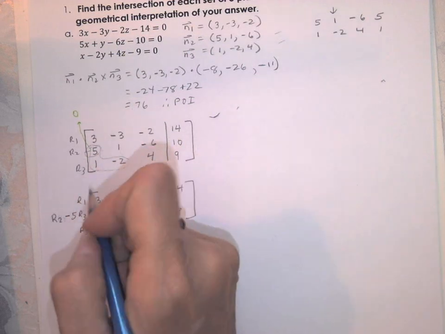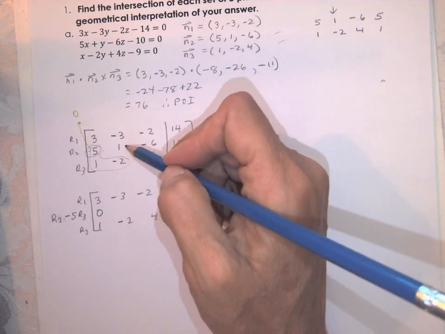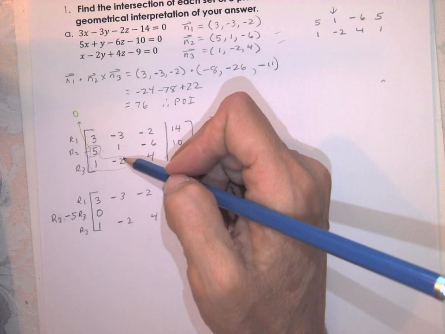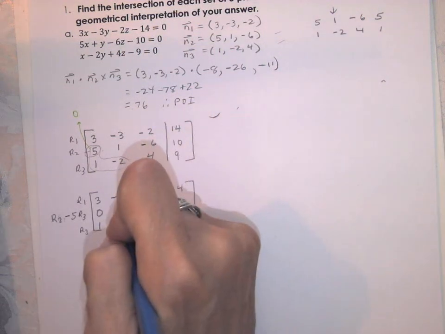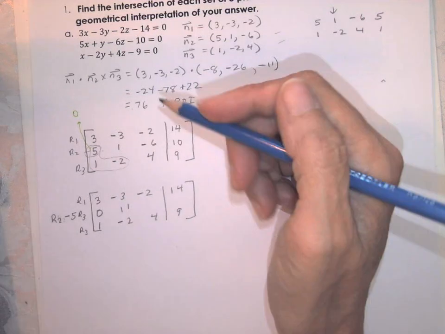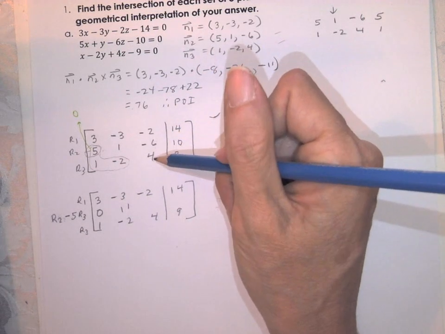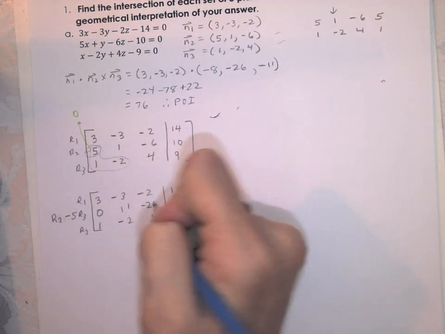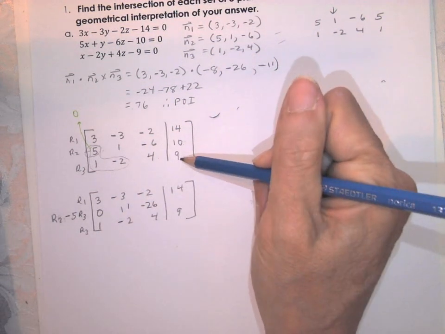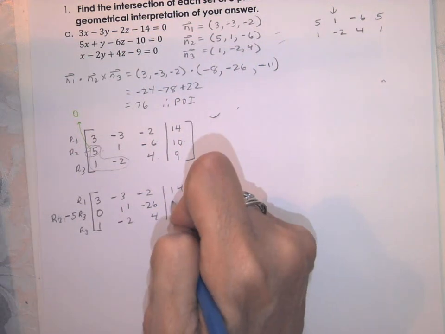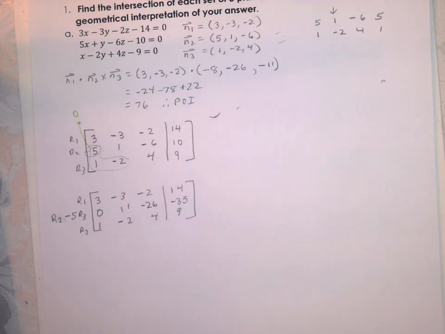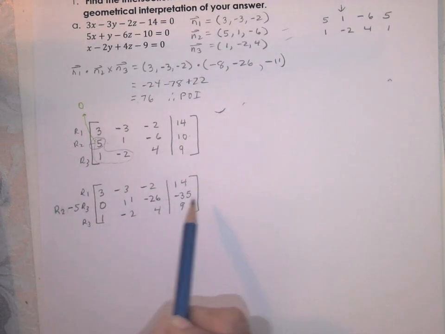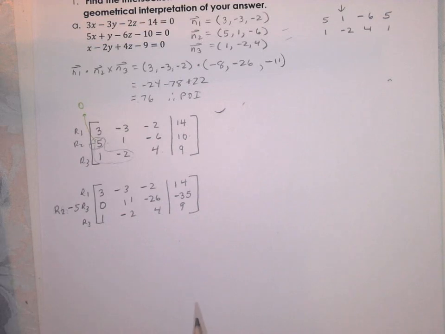Here I'm doing row 2 minus 5 row 3s all the way along. So I have 5 minus 5 is 0. 1 minus 5 times negative 2, so that's going to be 1 plus 10, which is 11. Negative 6 minus 20 is going to give me negative 26. And 10 minus 45 is going to give me negative 35. So again, make sure you double check, use your calculator, and make sure those numbers are correct.